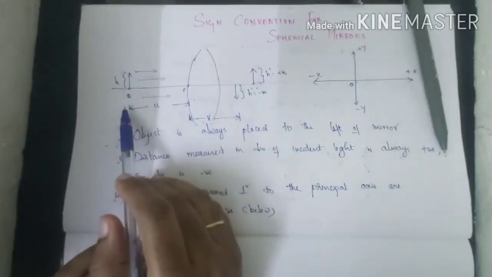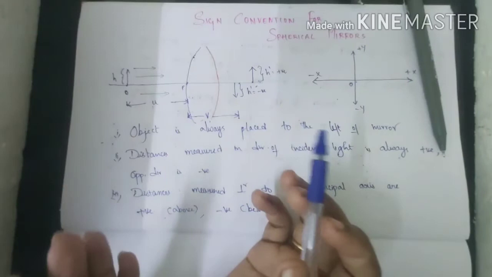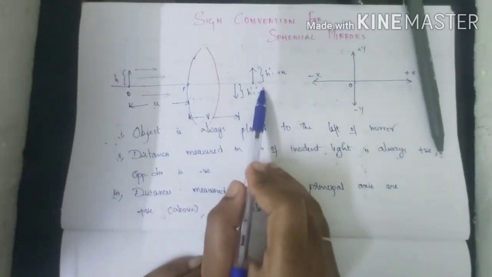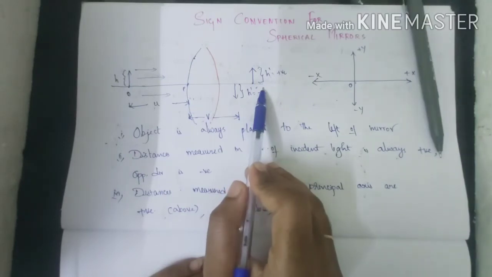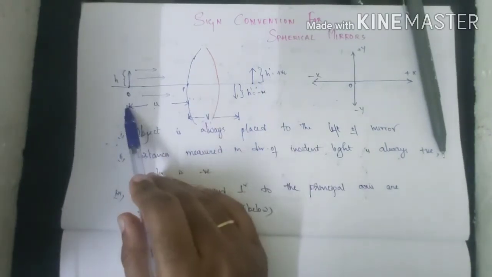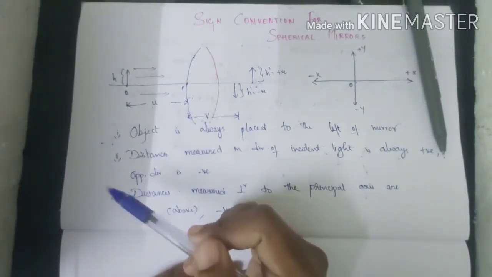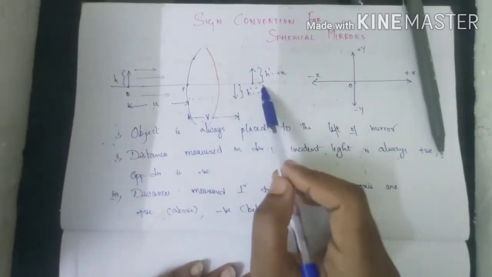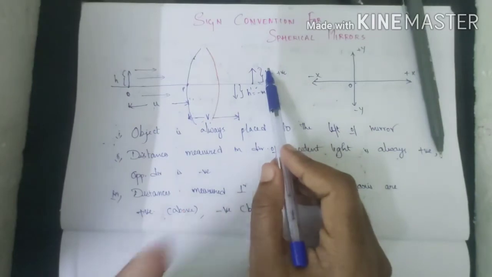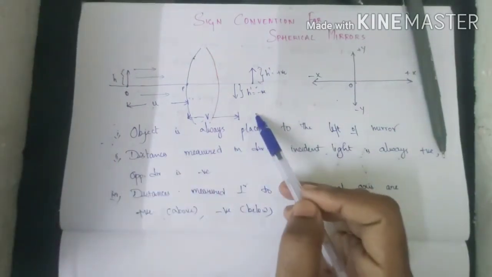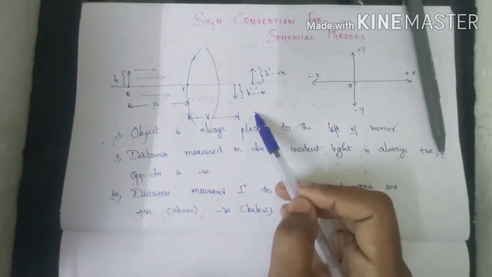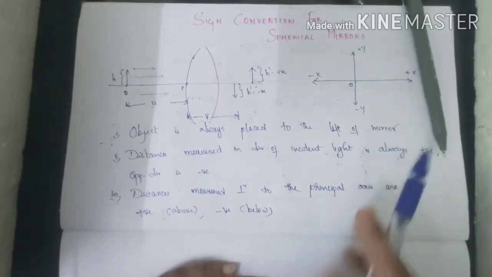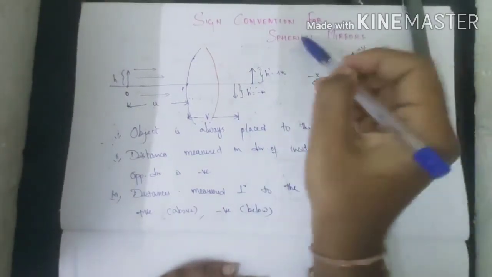In the opposite direction, they are negative. Or you can simply say distances that are measured to the right of the pole are always positive and to the left of pole are always negative, and distances that are measured perpendicular to the principal axis, if above the principal axis then positive, and below the principal axis it is negative. So this is the basic sign convention that you have to learn for solving problems for spherical mirrors.